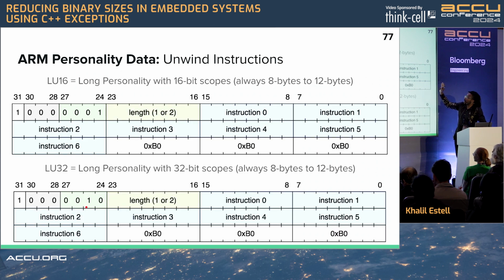Here we have the long personality with 16-bit scopes, another one with 32-bit scopes. You can see that the personality values changed to 1, and this one's over to 2. This one has a length to tell you how many words are remaining for your unwind. And then you have your instructions. If you have up to 7, then the last ones here become B0. You get padded. Everything is 4-byte aligned in the ARM ABI.